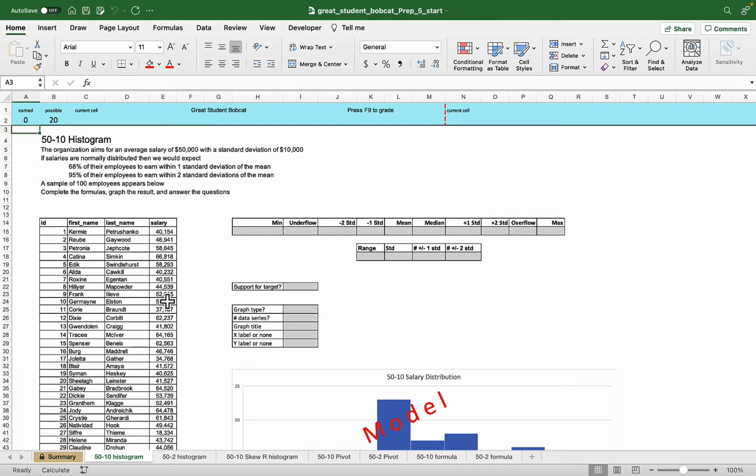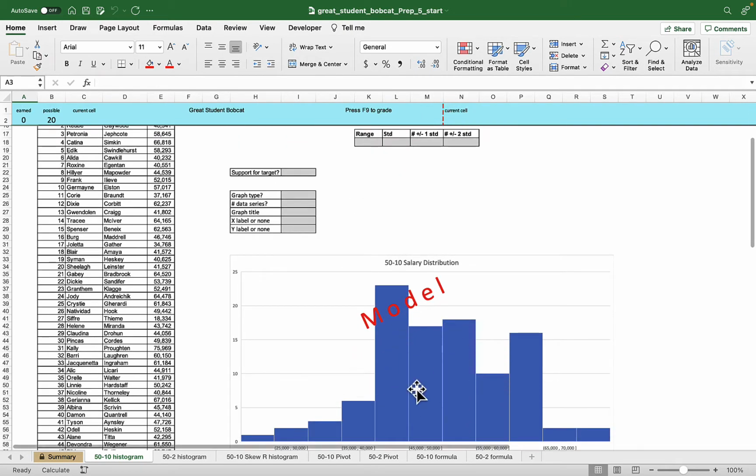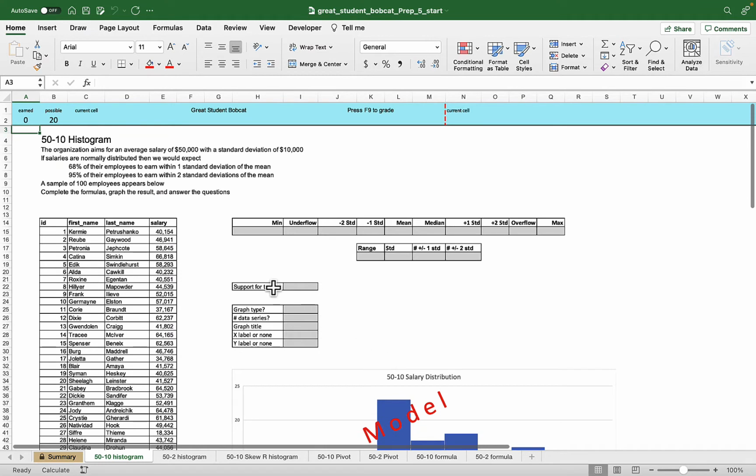So we're going to be doing this multiple ways. And we're also going to be capturing statistics about this distribution, right? Because these distributions roughly follow a bell-shaped curve, which means that we can use the mean and standard deviation to describe the distribution. And in fact, in this first one, when we say 50-10, what we mean is that we think that the mean is going to be about 50,000 and the standard deviation is going to be about 10,000. So the organization aims for an average salary of 50,000 with a standard deviation of 10,000.